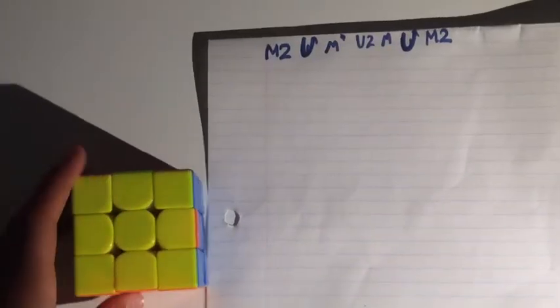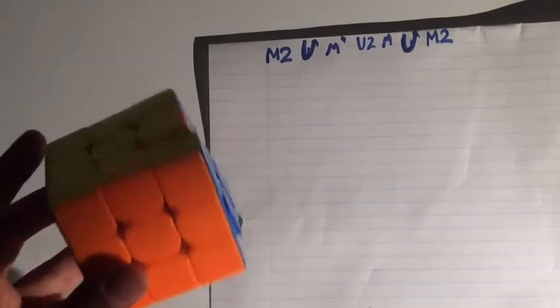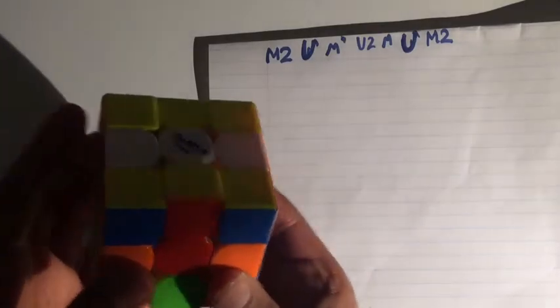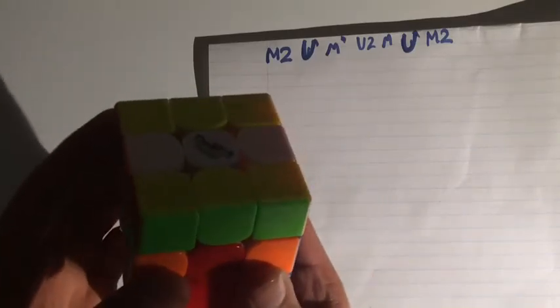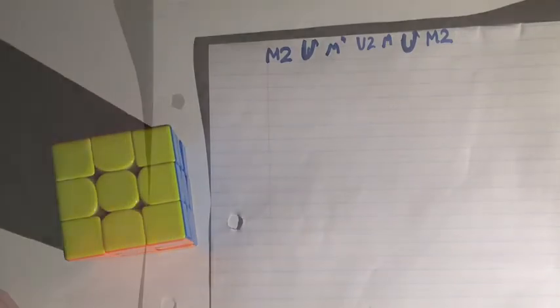If the colors here aren't opposite, which means you have the second case, when you have one side solved. So the algorithm for this case is M2, U, M prime, U2, M, U prime, and M2. And that will solve the cube for that case.